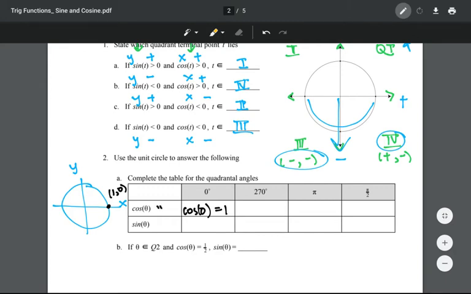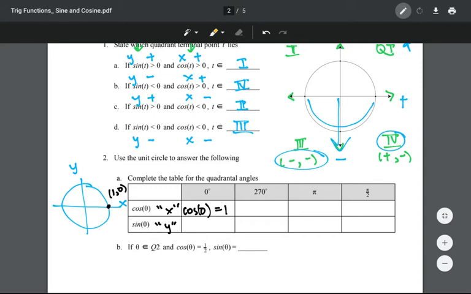So remember, cosines are your x's, sines are your y's. And I memorized this in kind of a goofy way. Sine sort of rhymes with y, so that helps me remember that the sines are the y's and the cosines are the x's.